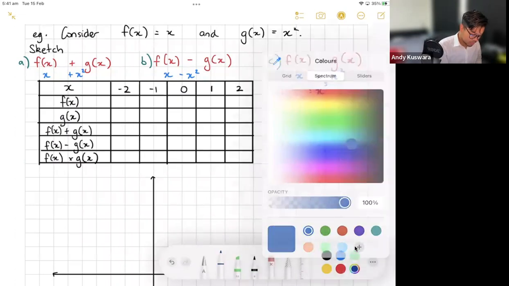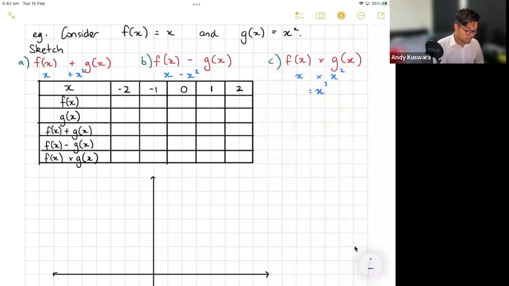All right, I'm going to use blue. So f(x) is x, which means it's just the same thing. If it's -2, it'll be -2. If it's -1, -1, 0, 1, 2, that's a nice simple one. Now for g(x), it just means it's whatever the x value is squared. So in this case, -2 squared would become +4, -1 squared would be 1, 0 squared would be 0, 1 squared would be 1, 2 squared would be 4.